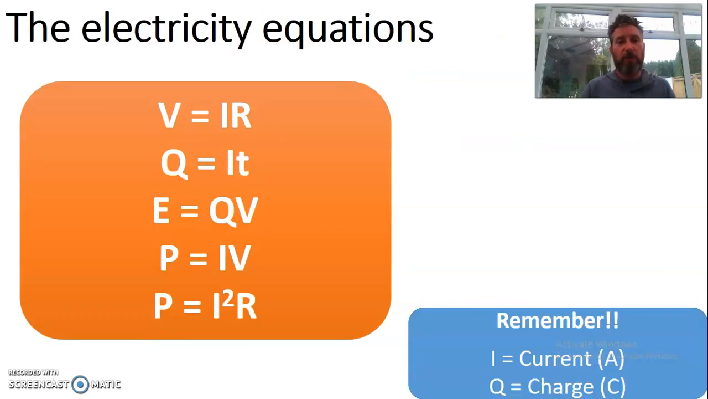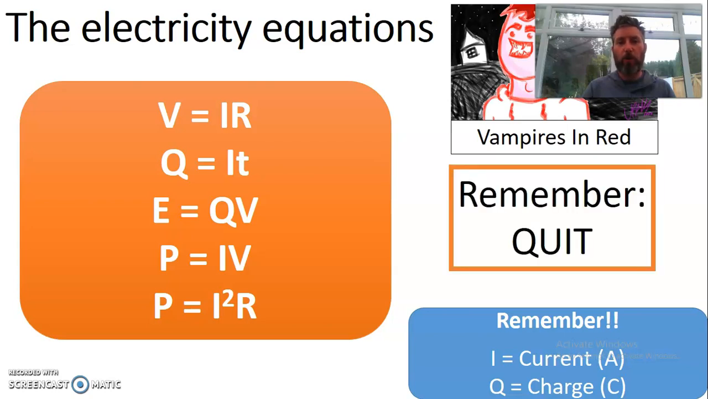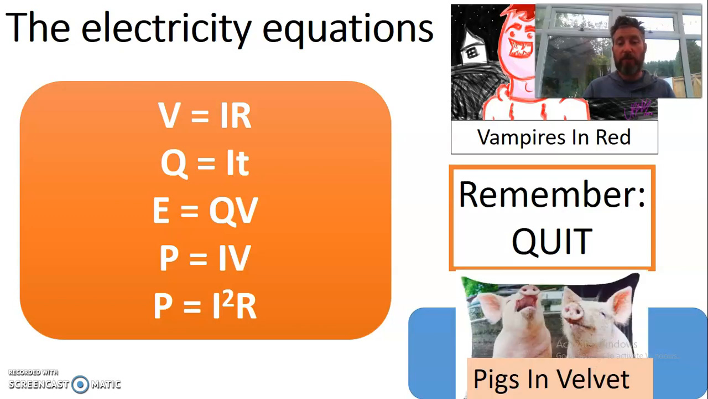But just to remind you, these are the 5 equations you should learn, of which 3 are probably very, very likely going to be the ones you get questions in. So V equals I times R, vampires in red. Q equals I times T, quit. P equals I times V, pigs in velvet. Learn those 3 mnemonics or create your own. I don't mind at all as long as you memorise those equations and you're able to use them.